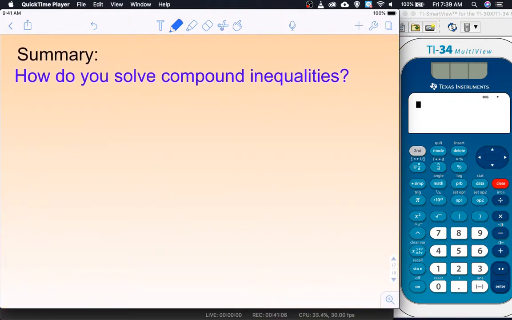Summary. How do you solve compound inequalities? So think about it. That's the essential question. Put down a thought. How did we solve them? What are some things that you would recommend? There's some things you would tell other people. You explain to your younger brother and sister or mom and dad. How do you solve compound inequalities? Go ahead and pause the video and think about it.